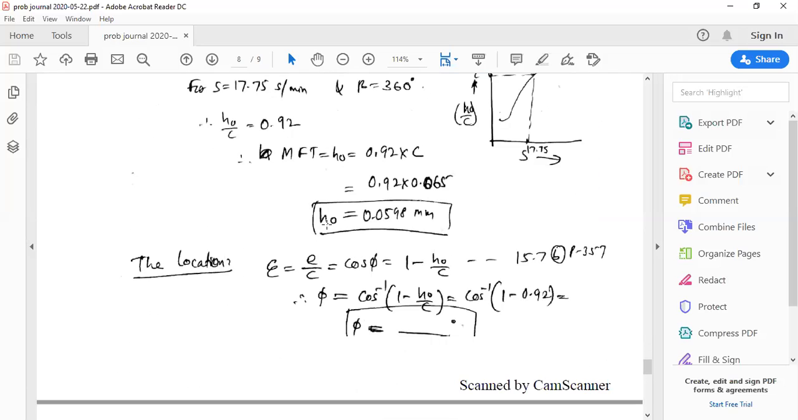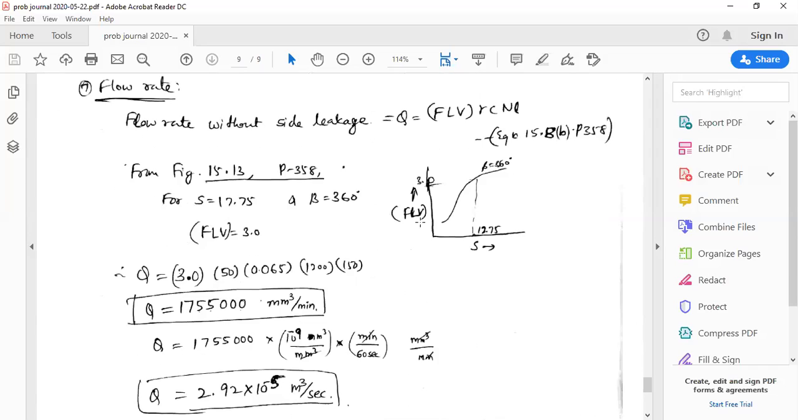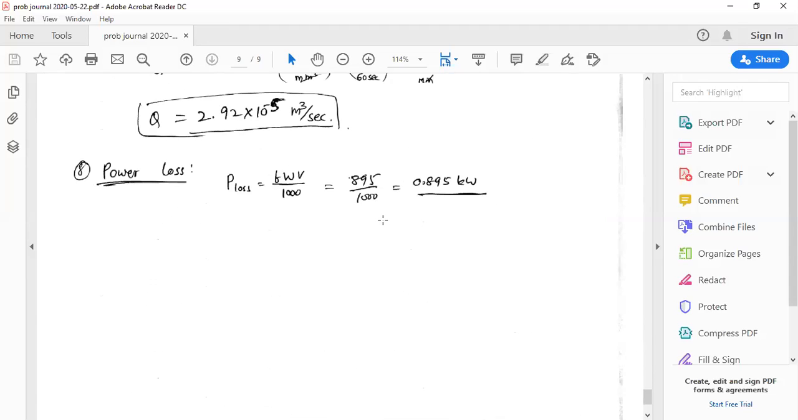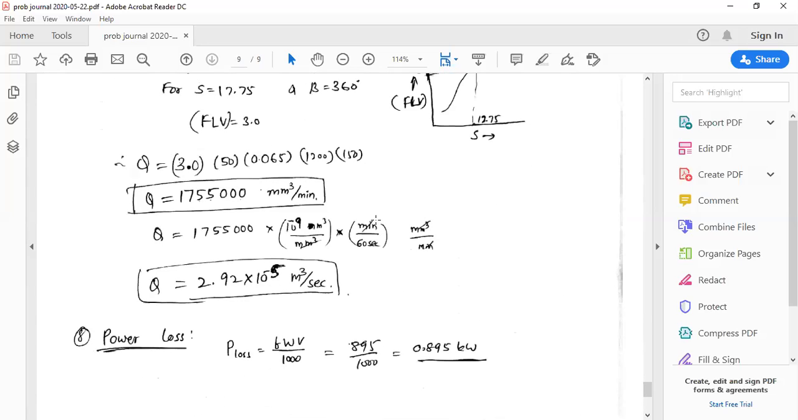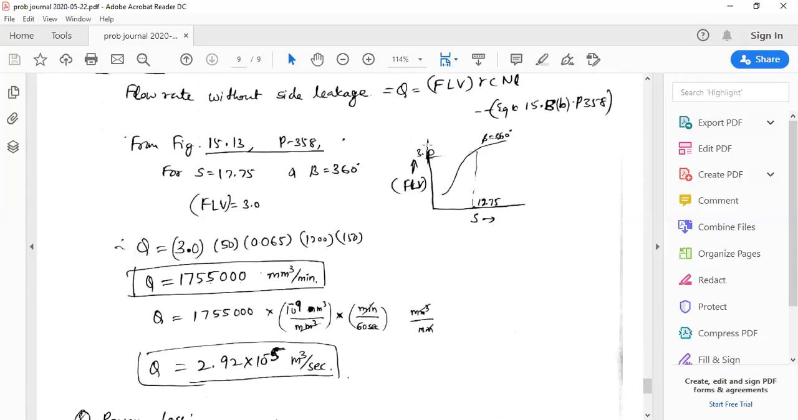Then minimum film thickness, and after that flow rate. These two are to be referred from the figures, say 15.9 and 15.13 for flow rate. And after that we have to calculate the power loss. So this is the method to calculate the things related to the application type problems. That is the design of a complete journal bearing.